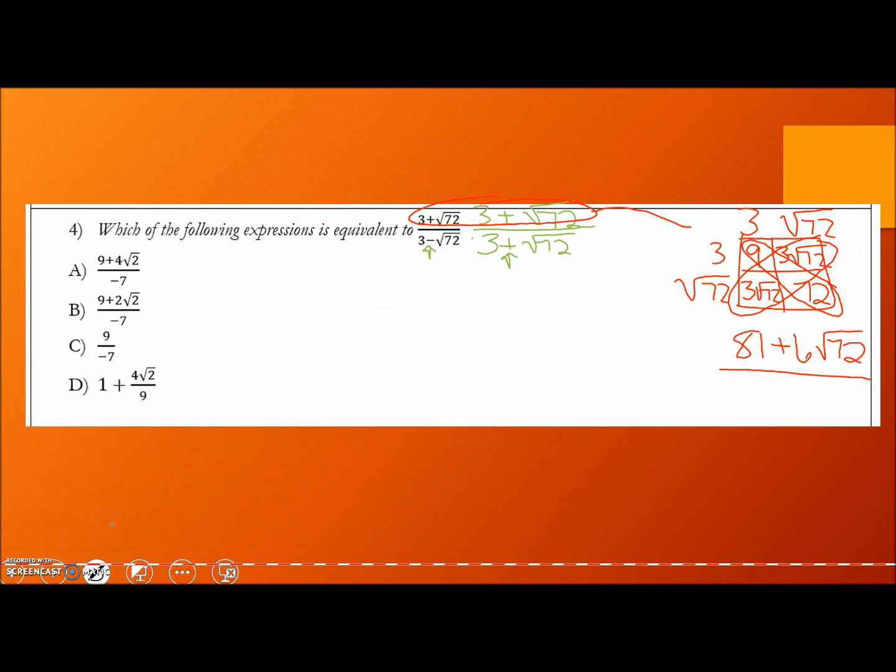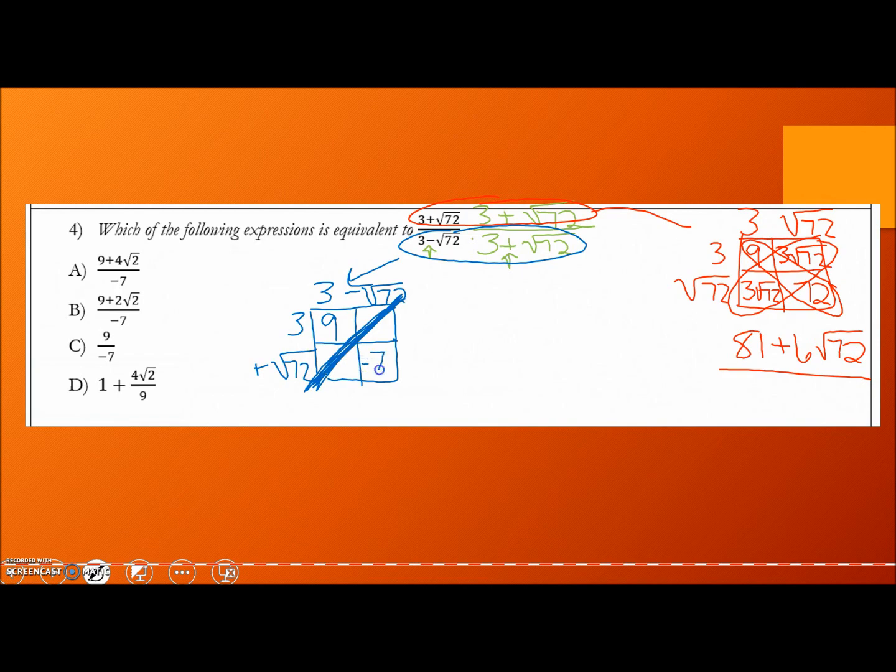I'm going to do the same thing with the bottom. This time, since they are conjugates, it should clean up and make a nice even number. The radicals are going to cancel. So 9 again. I already know that these are going to cancel, so you really don't even have to do that. And the last one would be negative 72 because you have a positive times a negative. I can add those together, and that gets me negative 63.